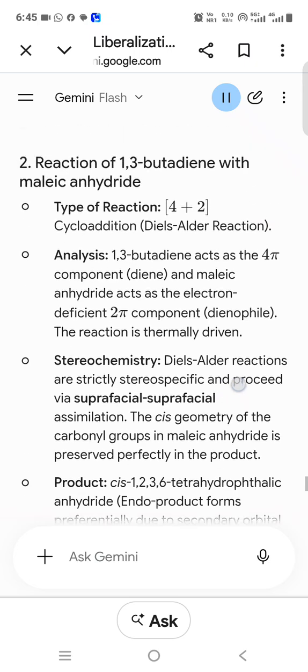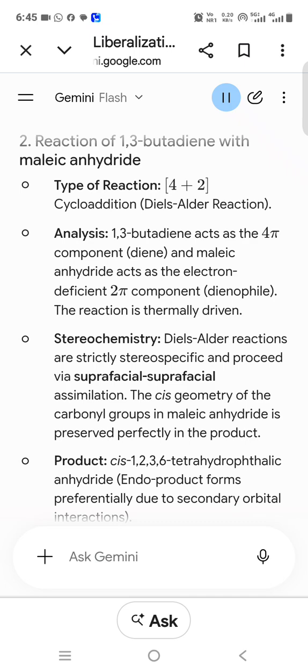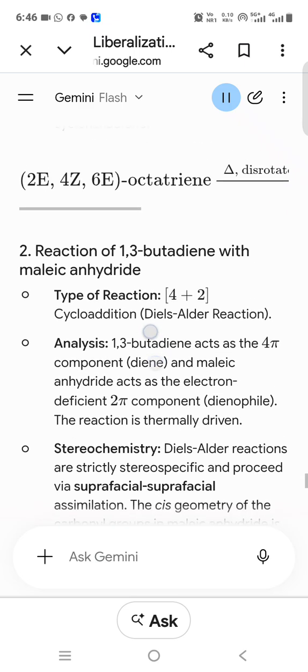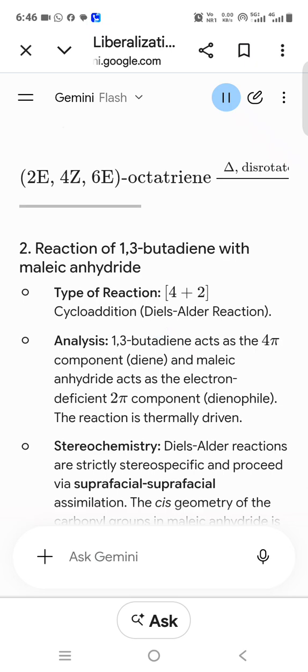Type of reaction: thermal 6-pi electrocyclization. Analysis. A 6-pi electron system falls under the 4n+2 category. According to Woodward-Hoffmann rules, thermal electrocyclization of a 4n+2 system proceeds via a disrotatory pathway. Stereochemistry. In 2E,4Z,6E-octatriene, the terminal methyl groups point towards each other, a cis-like placement structurally within the polyene orientation. A disrotatory movement, one clockwise, one counterclockwise, brings the methyl groups to the same side of the newly formed ring plane. Product: cis-5,6-dimethyl-1,3-cyclohexadiene.